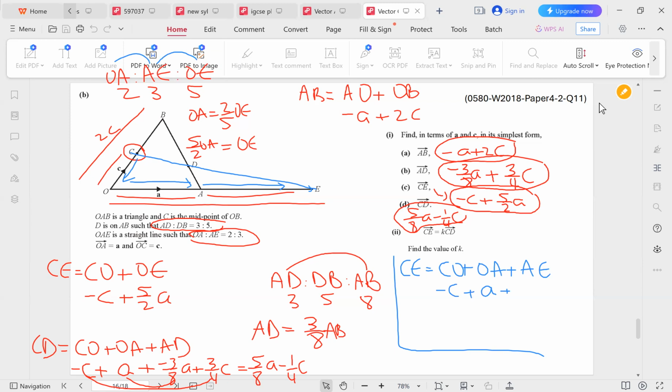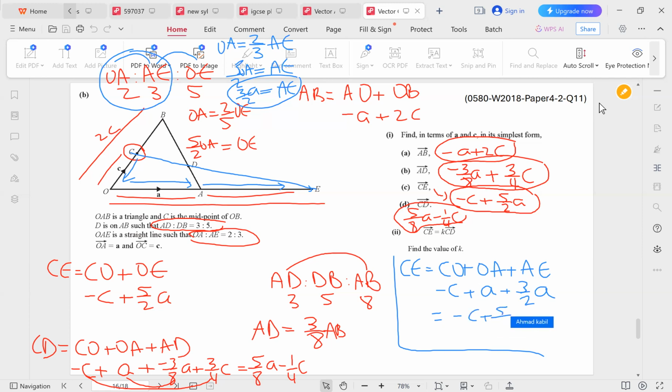So let's use this ratio here. We can say that OA equals 2 over 3 AE. So AE equals 3 over 2 OA. And OA is just A, so AE equals 3 over 2A. This is the value of AE. And we plug it into the equation. So we have 3 over 2A here, like this. Now we have negative C plus 5 over 2A. This would be the value of CE.